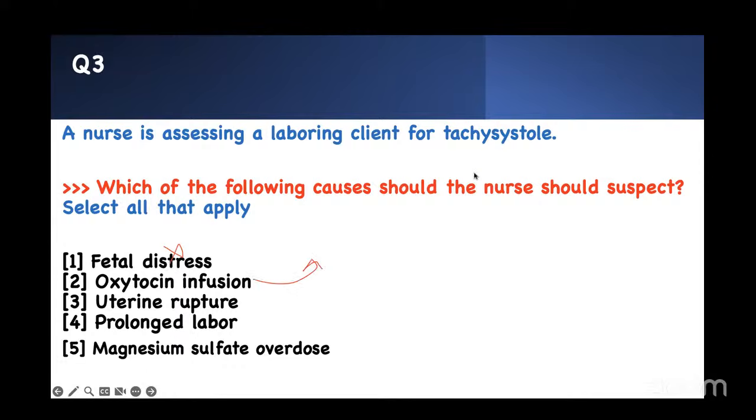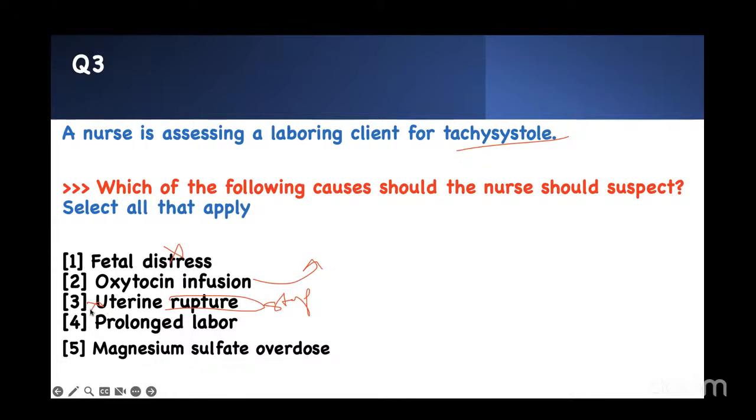Pitocin infusion can lead to tachysystole. Too much Pitocin will cause excessive contraction. Uterine rupture will not lead to tachysystole. When the uterus ruptures, there is a cessation of contraction. So everything stops. I'm trying to let you master the content with this question, put it together. So there's a cessation, there's stop of contraction. You're not going to have tachysystole.